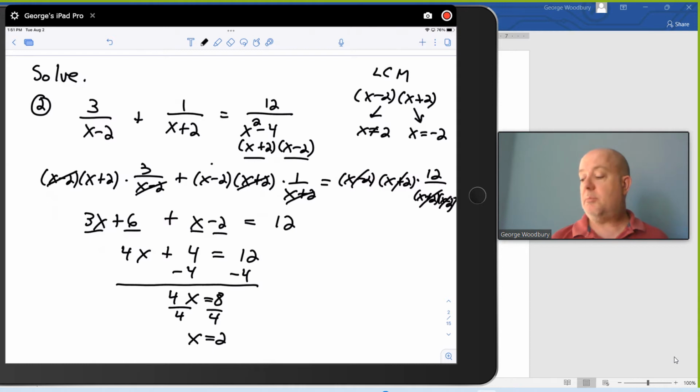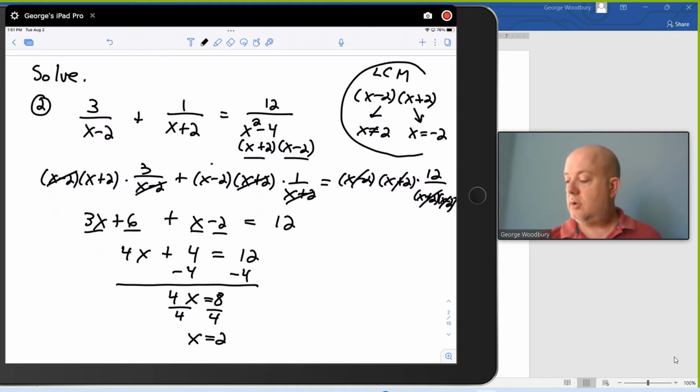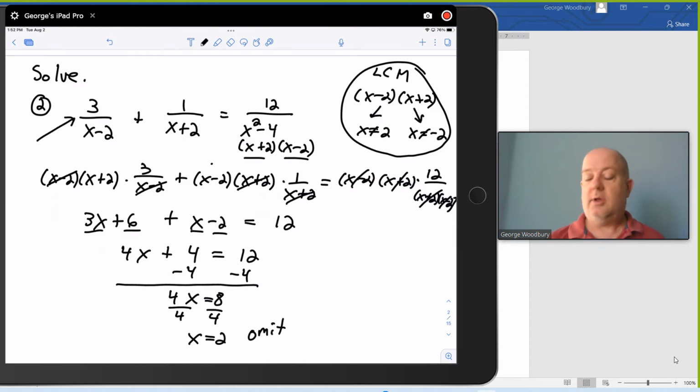But coming back to our LCM, I already wrote down that x could not equal 2 or negative 2. This potential solution of 2 has to be omitted because it causes the least common multiple to be 0. It also causes the first and third fractions to have denominators of 0 as well. If I came back up here and put in the 2 in that first fraction, I've got 3 over 2 minus 2, or 3 over 0. That's undefined.